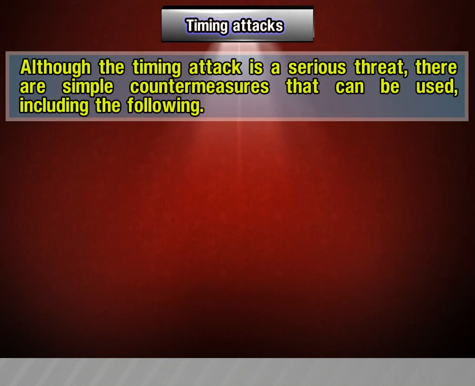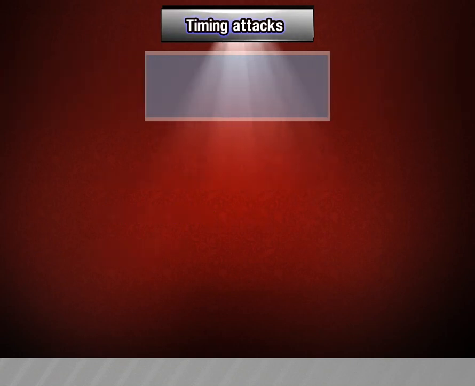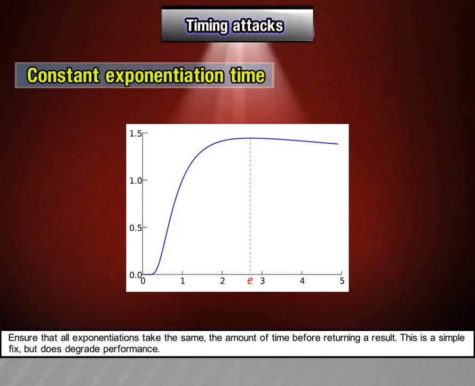Although the timing attack is a serious threat, there are simple countermeasures that can be used, including the following: constant exponentiation time, random delay, blinding. Constant exponentiation time: ensure that all exponentiations take the same amount of time before returning a result. This is a simple fix but does degrade performance.